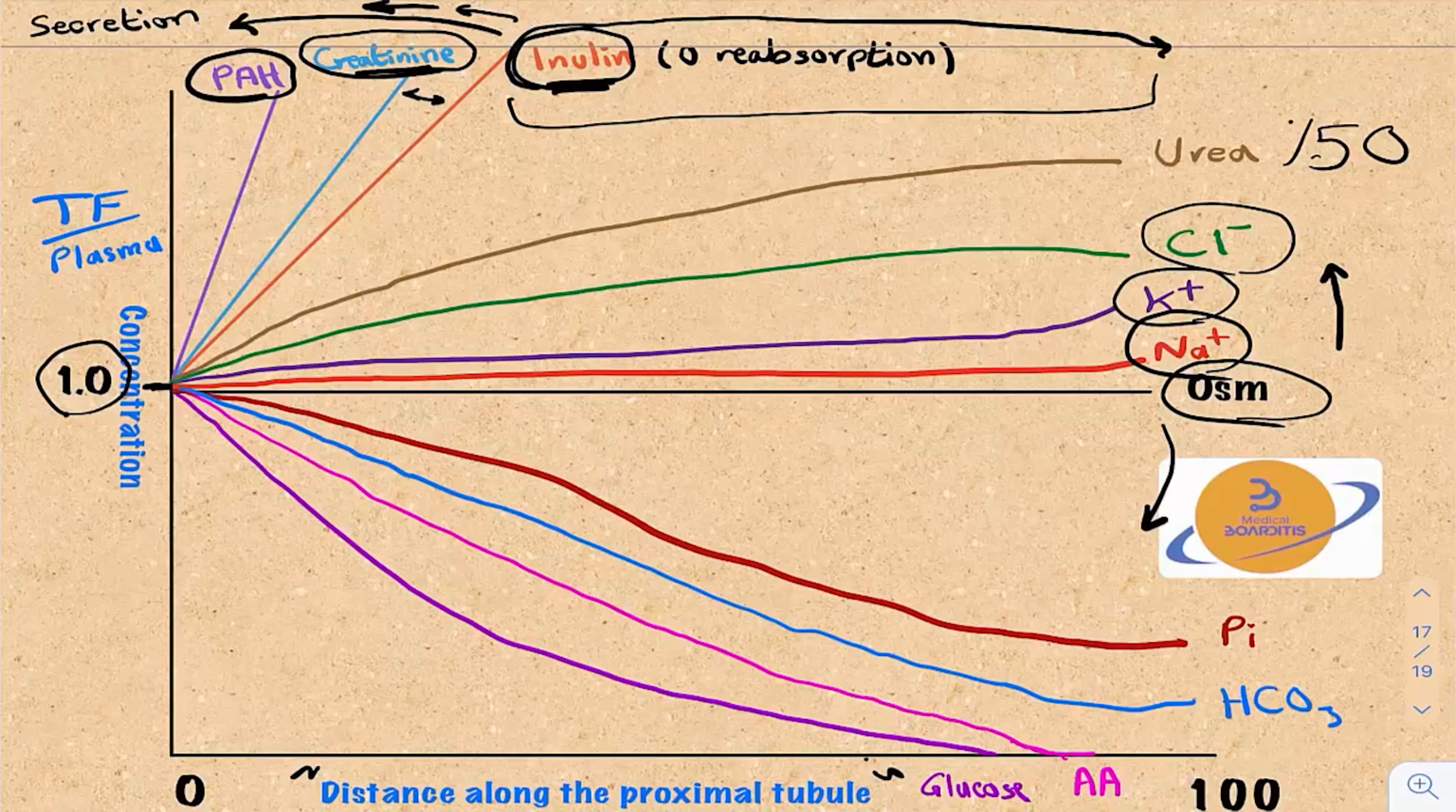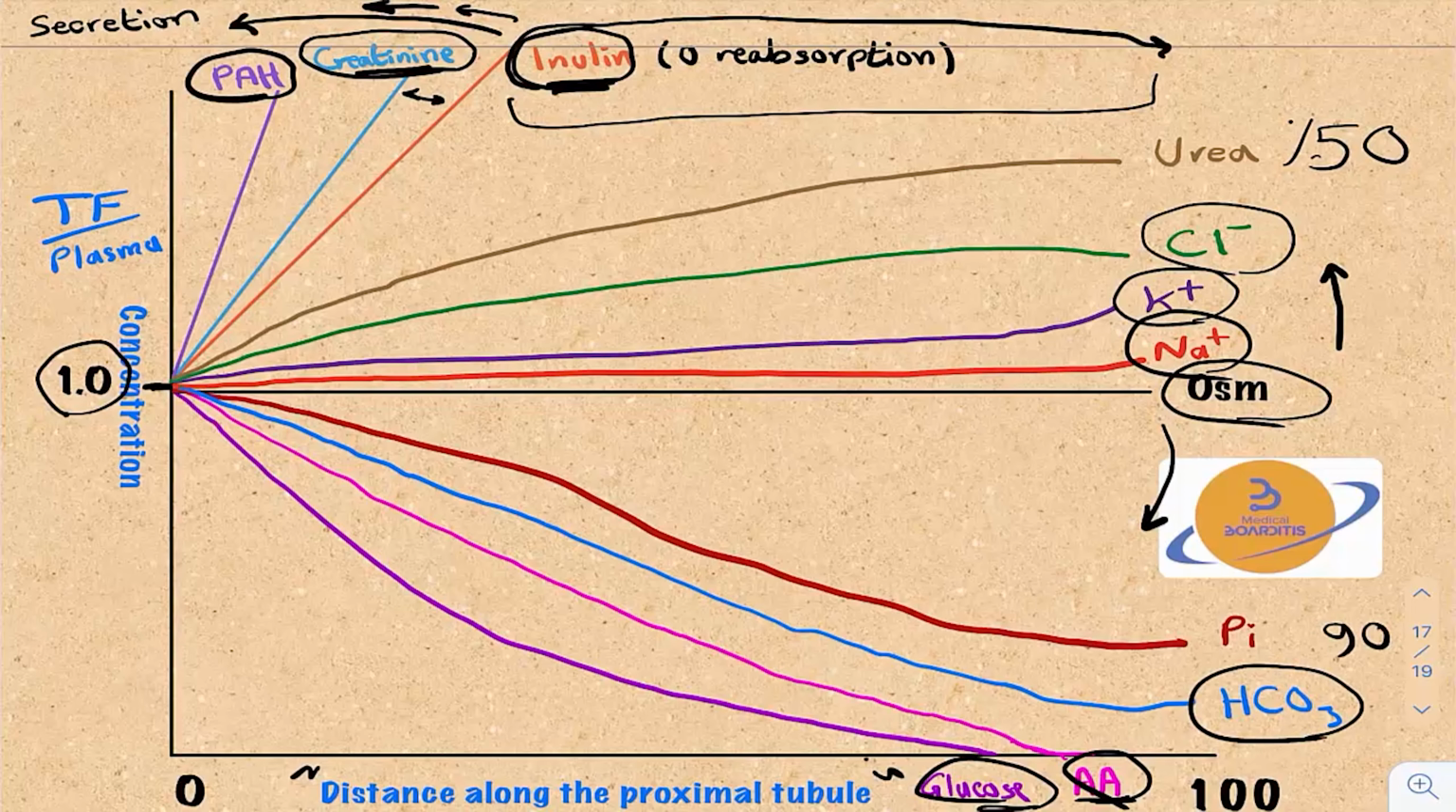On the other side of the chart, we see that glucose and amino acids undergo 100% reabsorption. So by the end of the proximal tubule, no more glucose or amino acid is present. This is followed by bicarbonate, which has 90% reabsorption. Finally, the inorganic phosphate undergoes about 80% reabsorption, which is under the control of the parathyroid hormone.